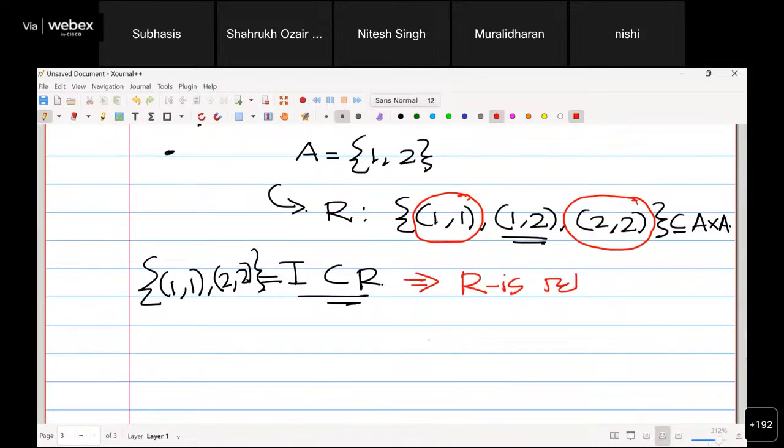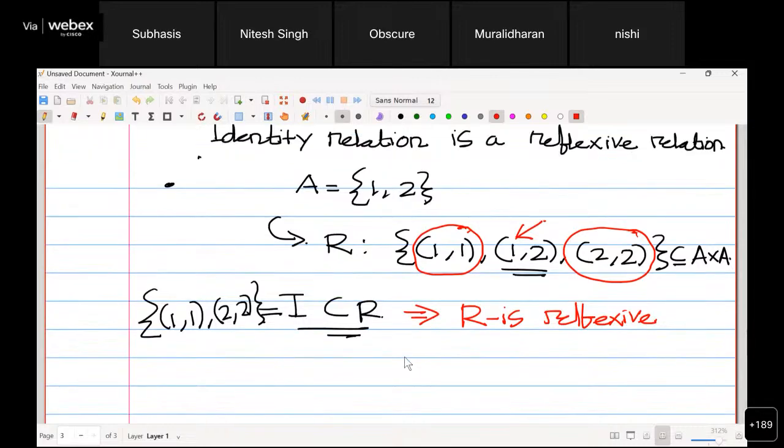R is a reflexive relation, but it's not an identity relation because you have an extra element, (1,2), which is not allowed in an identity relation. Identity relation is a subset of reflexive relation.